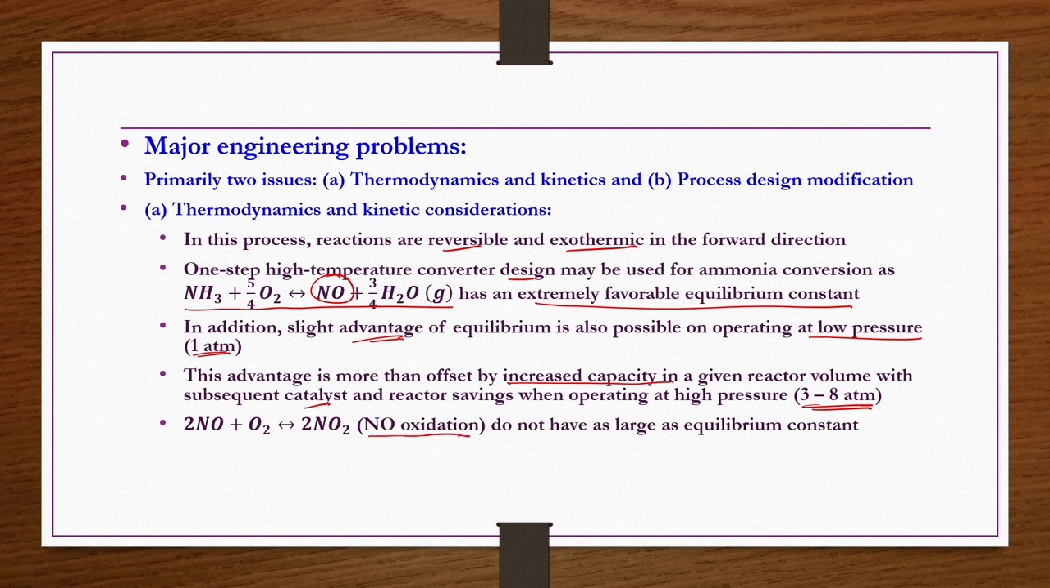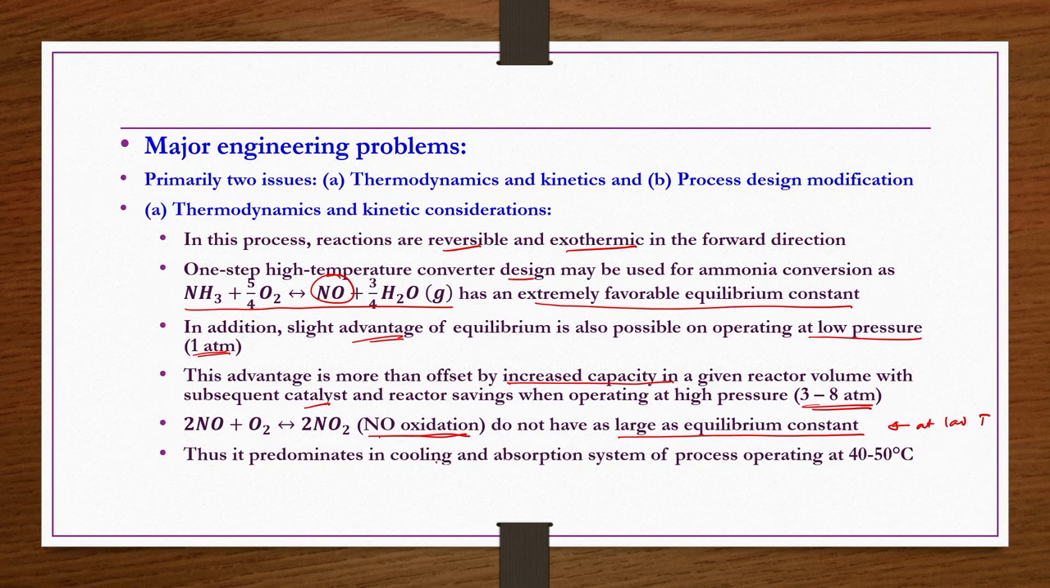Then further, NO oxidation does not have as large an equilibrium constant. So this occurs at low temperatures. A low temperature of 40 to 50 degrees centigrade itself is sufficient. Thus, it predominates in the cooling and absorption system of the process, operating at 40 to 50 degrees centigrade. So in this process, more than the catalytic converter, this oxidation and absorption tower is very important.